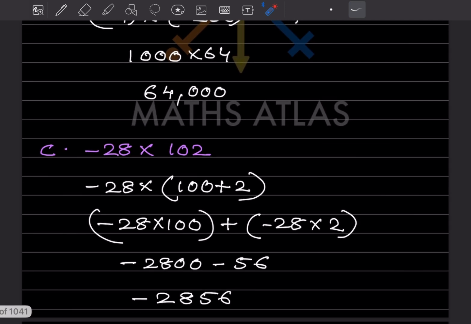Now this we can split up here. This will be as it is. This 100 we can make 100 plus 2. So this will be what? This is multiplication in between. So this into this into this one. Minus 28 into 100, and this is the plus sign, and this is going to be minus 28 into 2. So this is going to be minus 2800, and this is going to be minus 56. So when you add these together, that will give minus 2856.